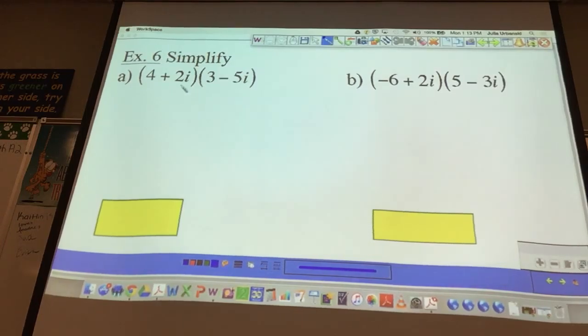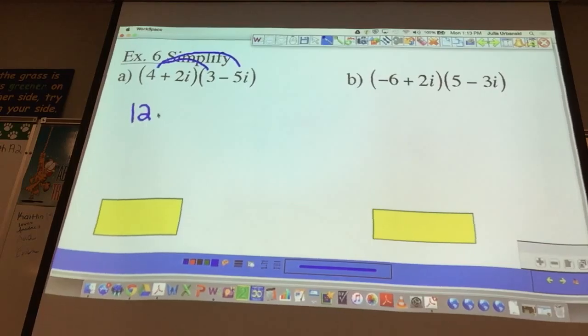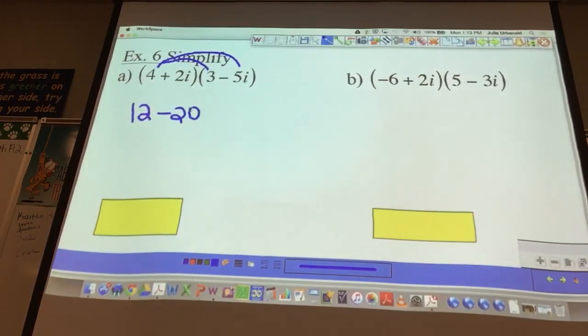And it means we're going to double distribute, or some of you learned it as FOIL, or some of you learned the rainbow method, all different things. So let's just do it one piece at a time. 4 times 3, 12. 4 times negative 5i, negative 20i. Good. Did you make a negative?